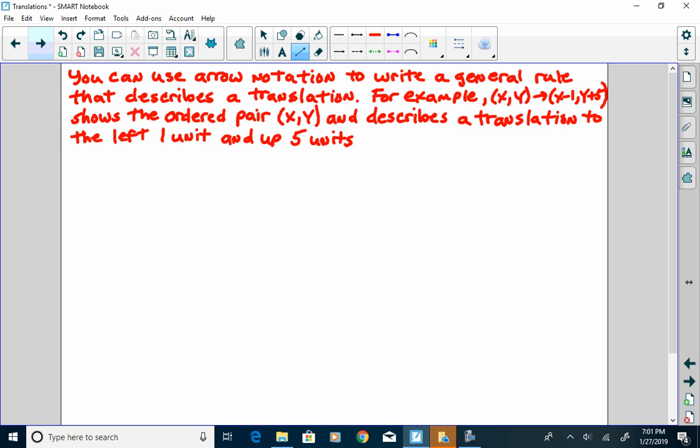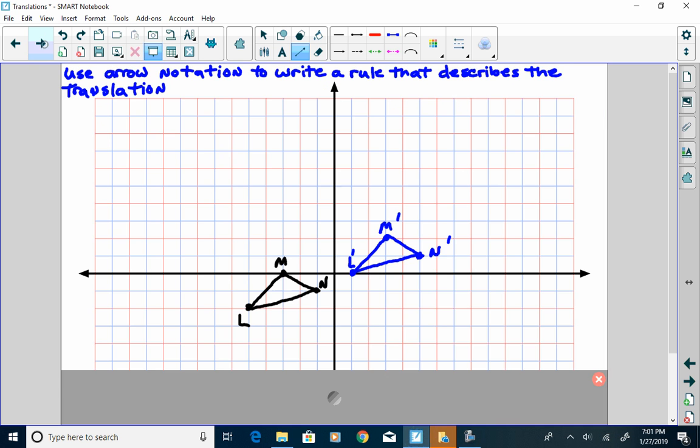Okay. Let's see. You can use arrow notation to write a general rule that describes a translation, right? And we were just talking about that. Let's see if we can write a rule here, right? This rule describes a translation 1 unit to the left and plus 5 would be 5 units up. So let's see if we can write rules for each one of these. We're asked to use arrow notation to write a rule that describes the translation.